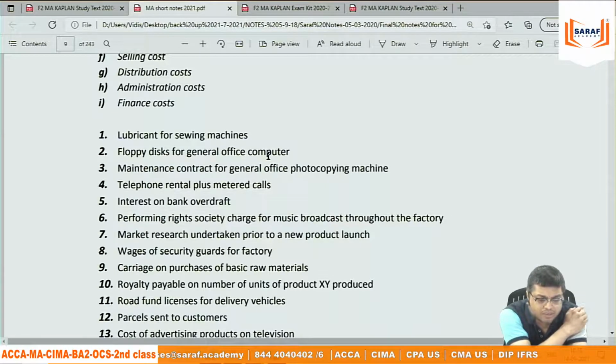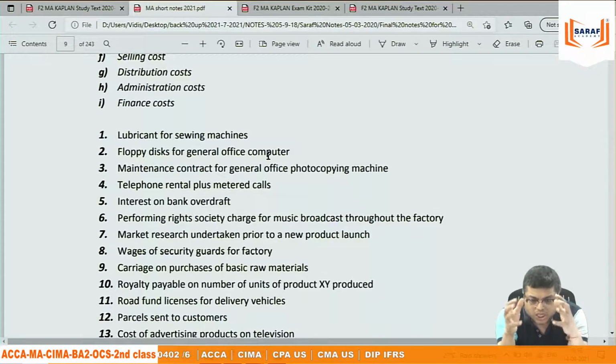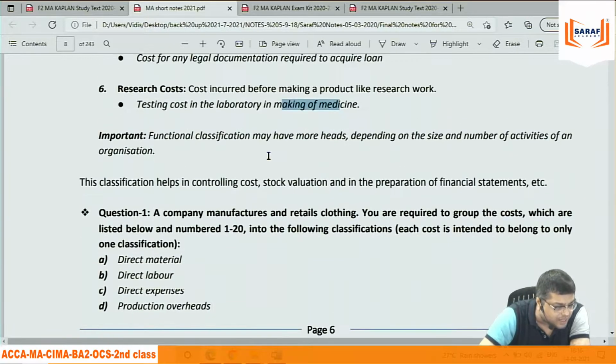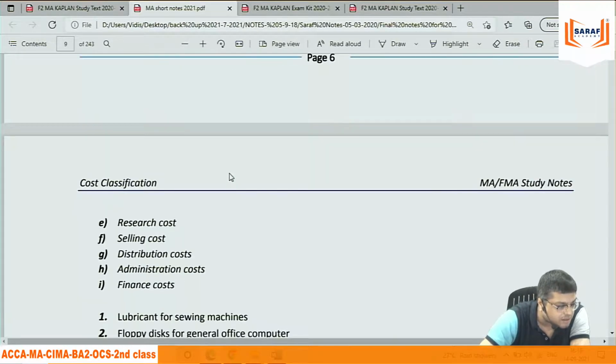Lubricant for sewing machines. The company is using sewing machines for converting cloth into garments, and in the machines you need to use mobile oil and something so that the machine will run properly. Lubricants for sewing machines, we say it is an indirect material. Indirect material, they have not given any classification.